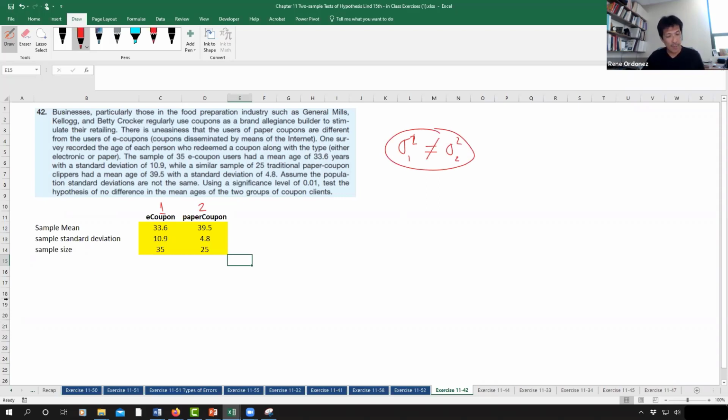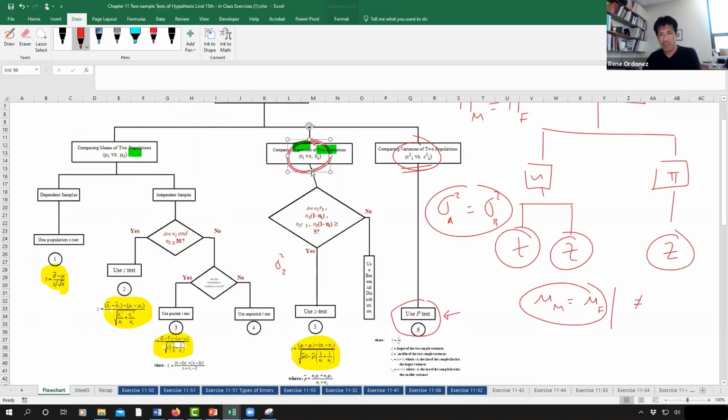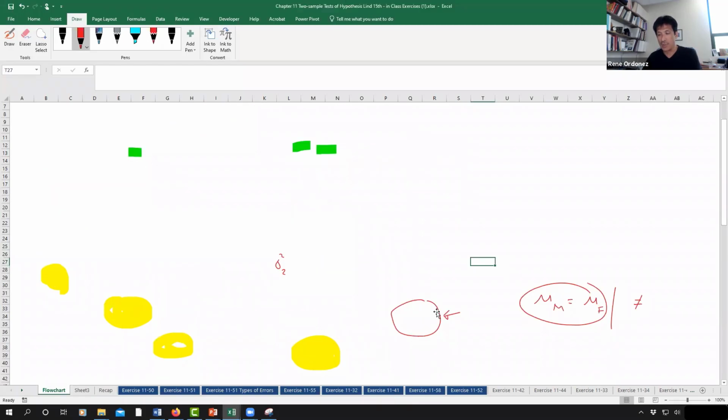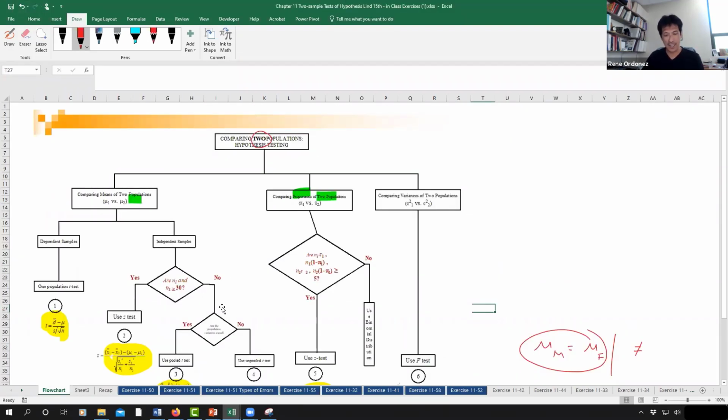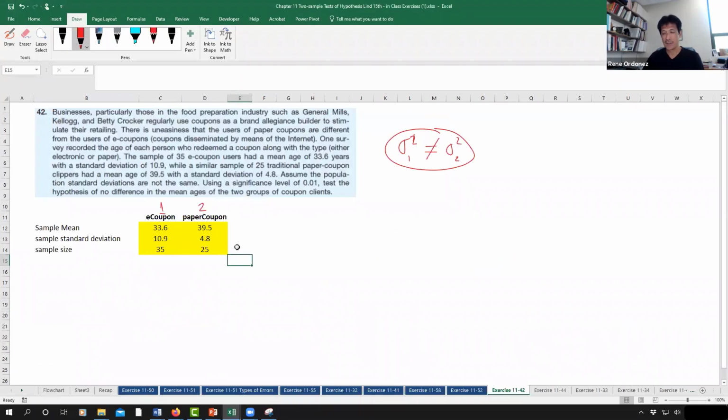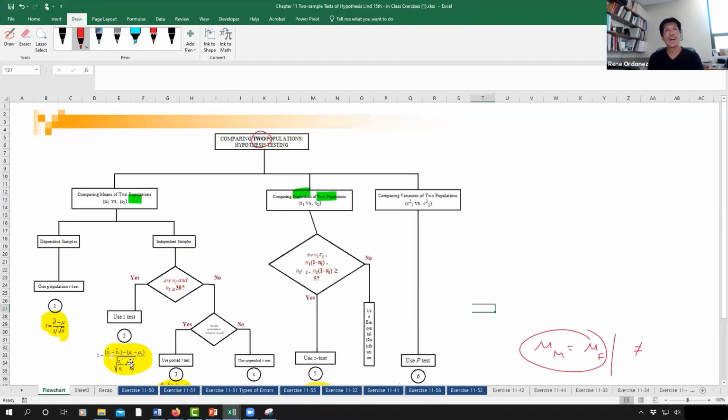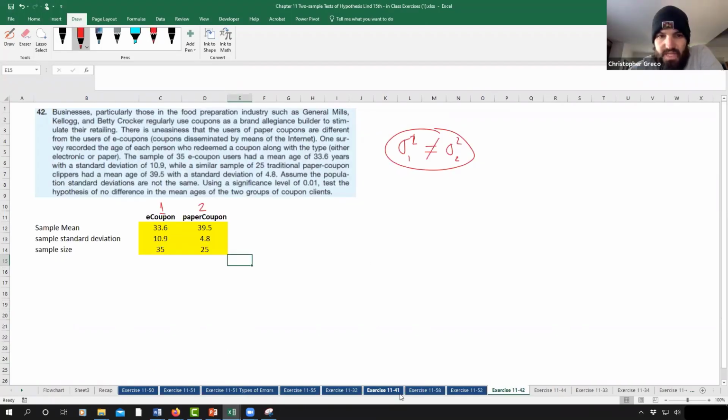Now, if we go back to the flow chart, tell me which branch of this flow chart are we going to follow. We know we're comparing two populations, right? Two groups. But the question is, what parameter are we comparing? What is it about these two groups are we comparing? Are we comparing means? Are we comparing proportions? Or are we comparing variances? What do you think? Are we comparing the means, the sample means? Okay, why did you say that, Chris?